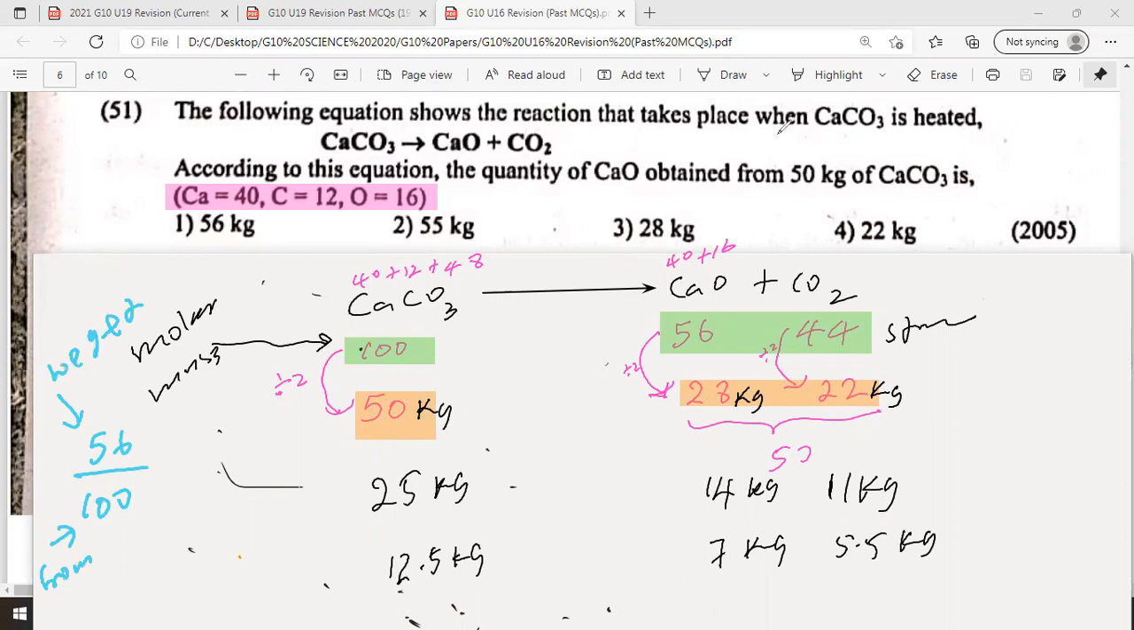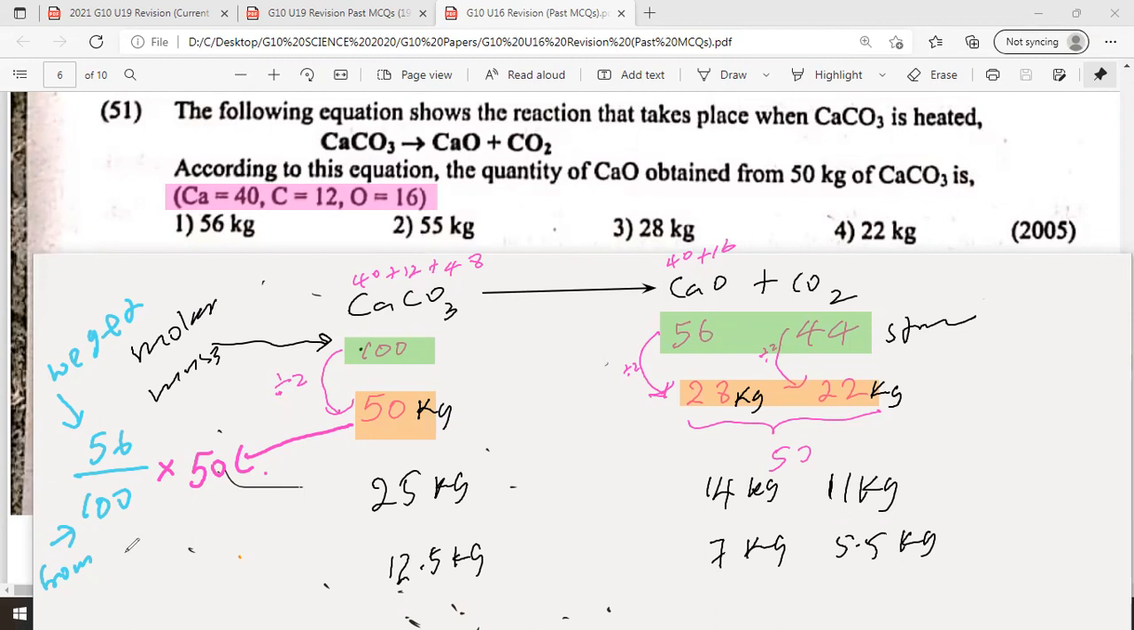Therefore from any amount you can write here, from 50 you can write 50. If you want to find from 100, then you get 56. If you get from 200, you get 112. Did you get the point here?